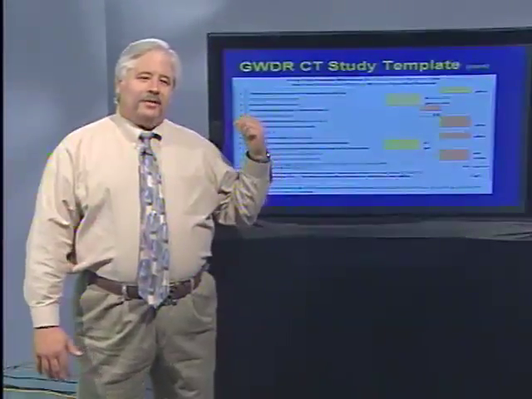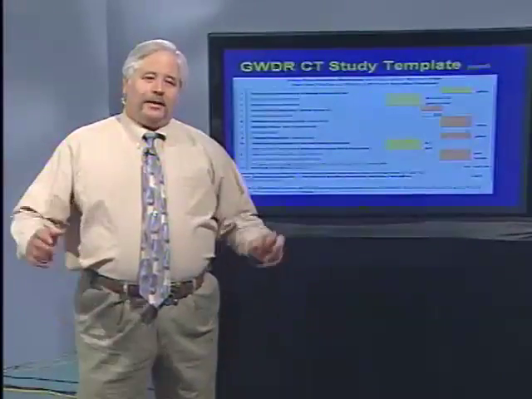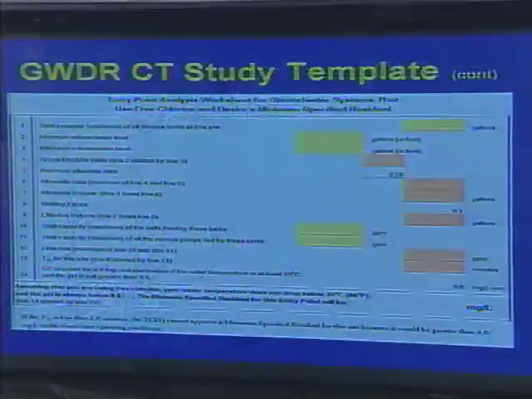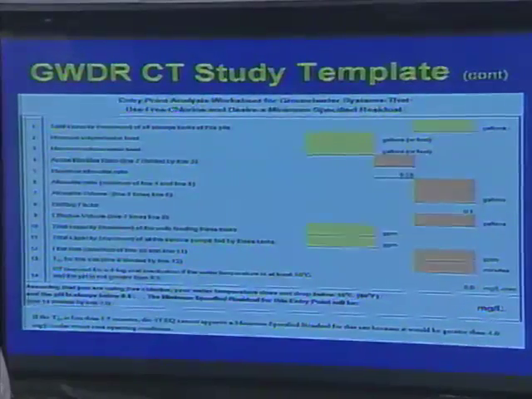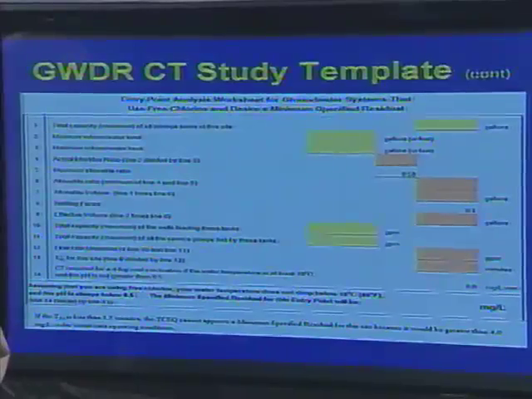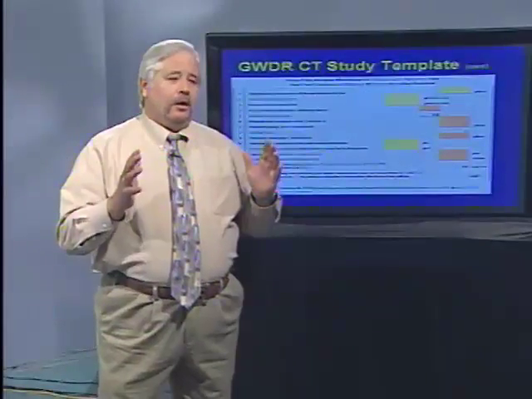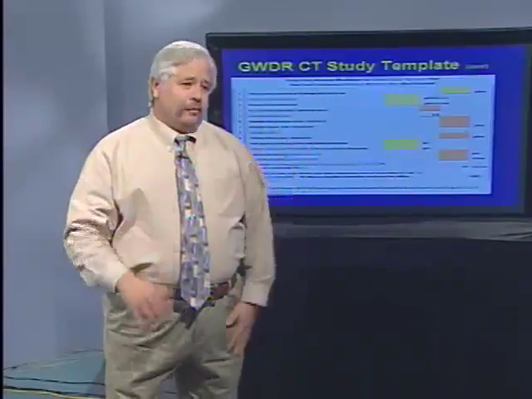As you can see, this is a pretty simple form. It's only got 15 lines on it. It's not like the surface water CT study. And the reason that it can be so simple is that the form is really focused on a real small subset of the treatment universe.